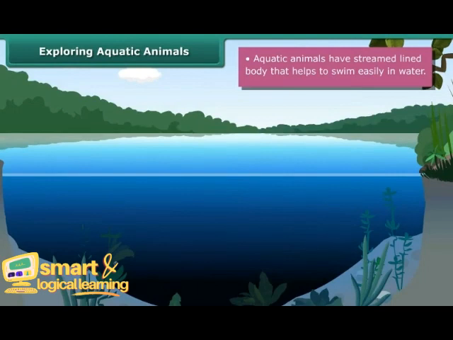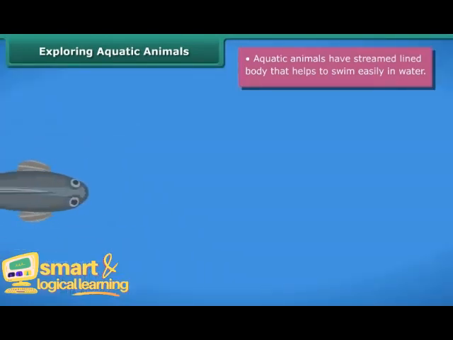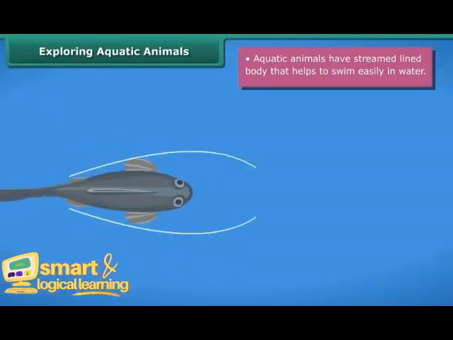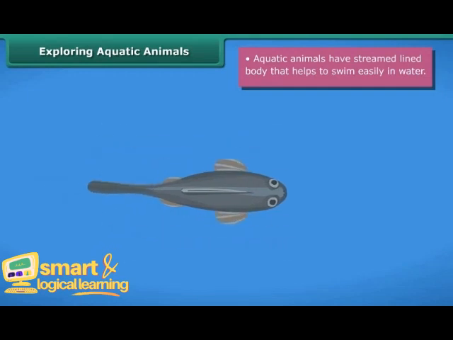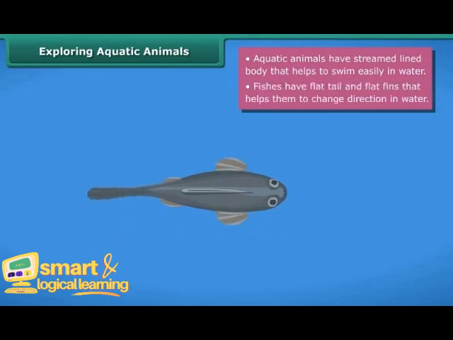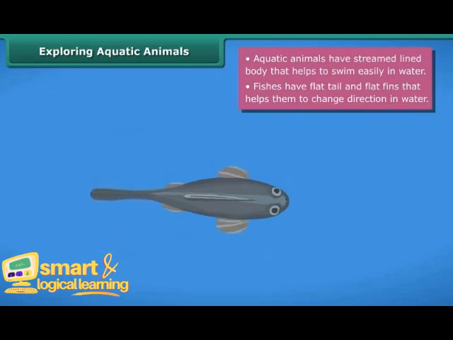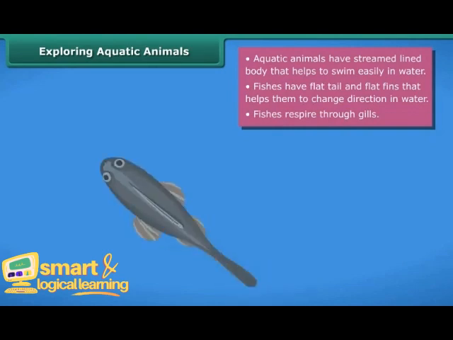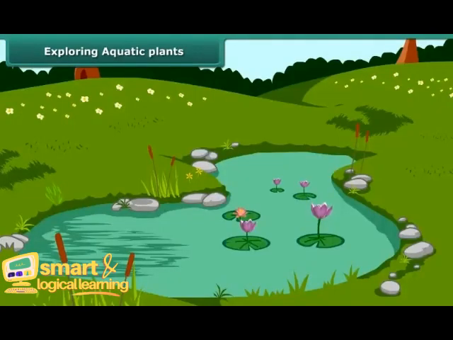Aquatic animals like fishes have a streamlined body that helps them swim easily in water. Fishes have a flat tail and flat fins that help them to change direction in water. Fishes respire through gills. Students, you might have seen lotus floating in ponds and lakes. These plants show various adaptations to live in water.